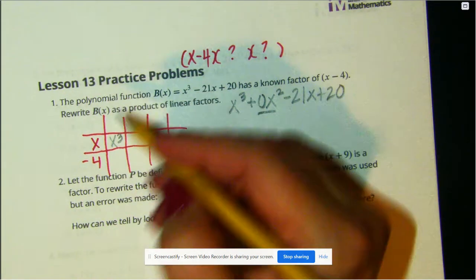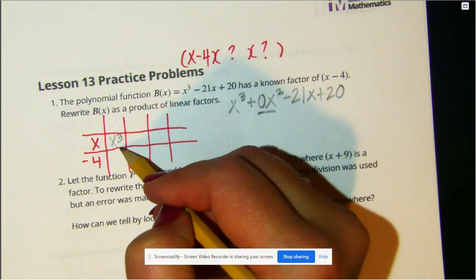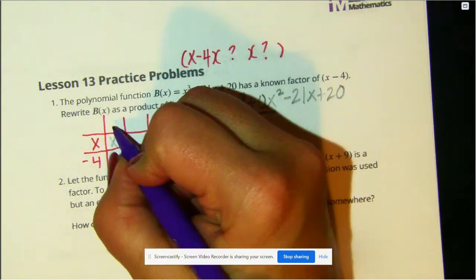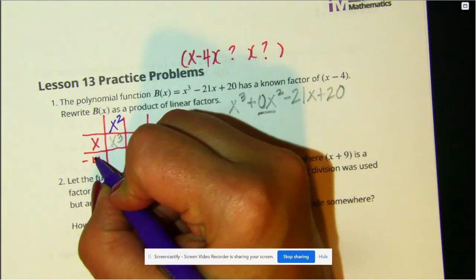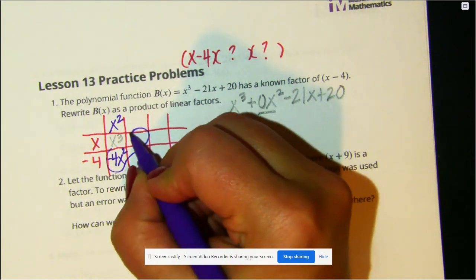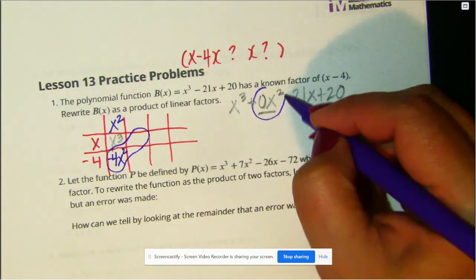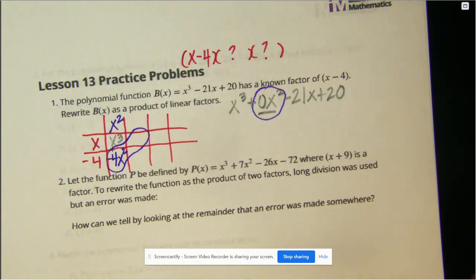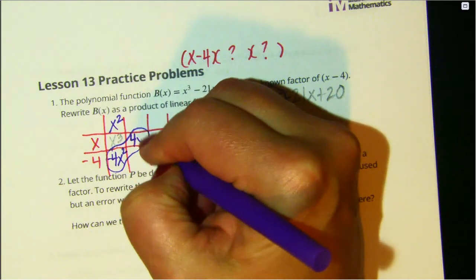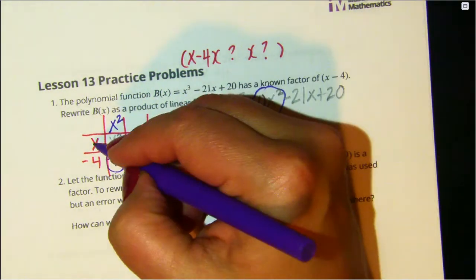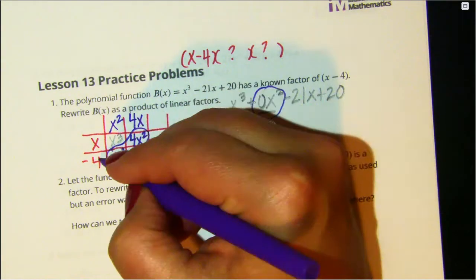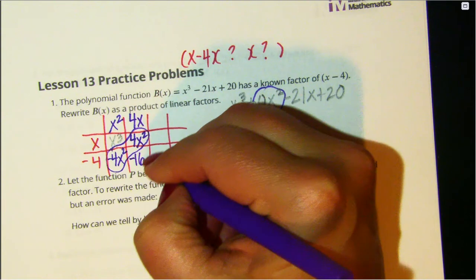Okay, so now what times x makes x to the third? X squared. X squared times negative 4 makes negative 4x squared. Now these two combine to make this. Well, negative 4x squared plus what makes 0x squared? 4x squared. Now I work backwards. X times what makes 4x squared? 4x. 4x times negative 4 makes negative 16x.